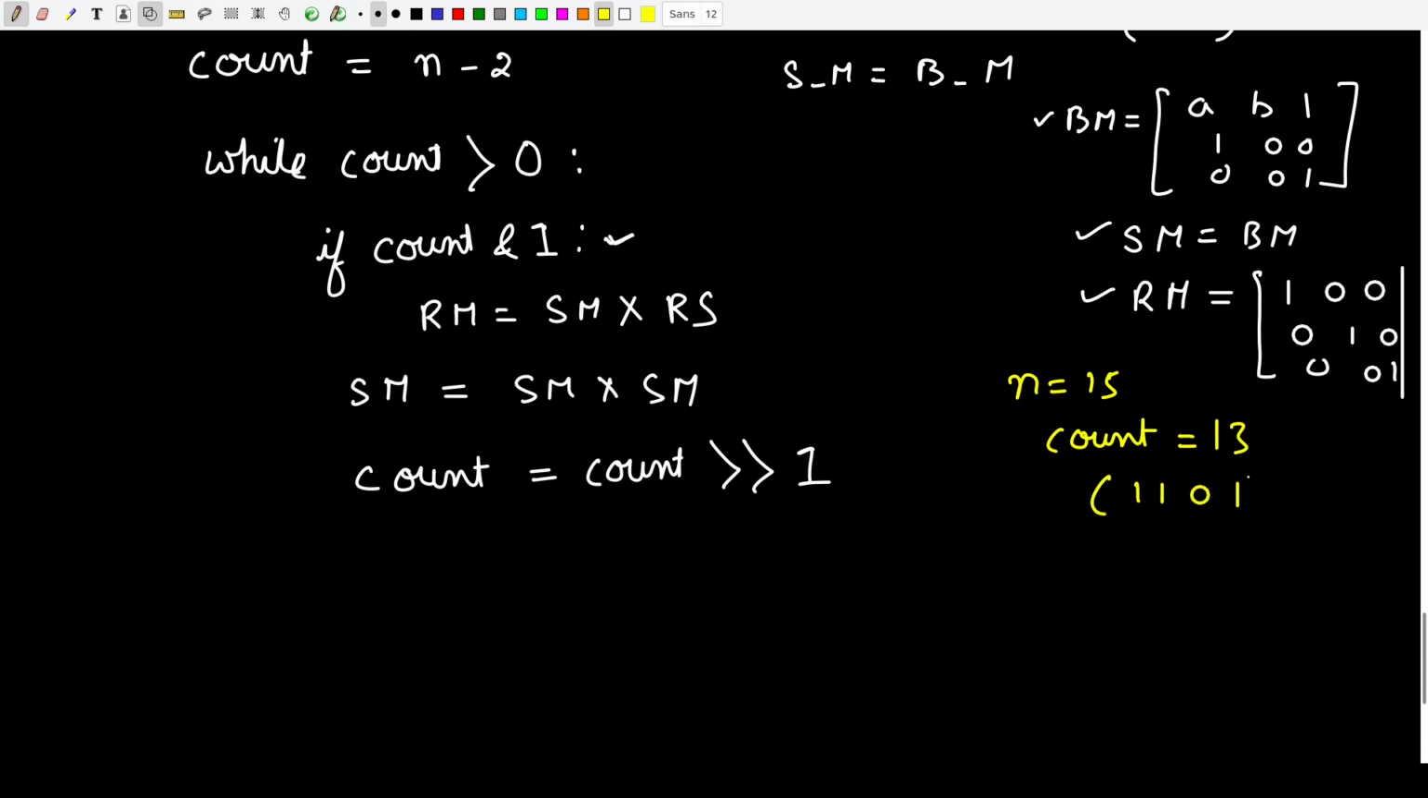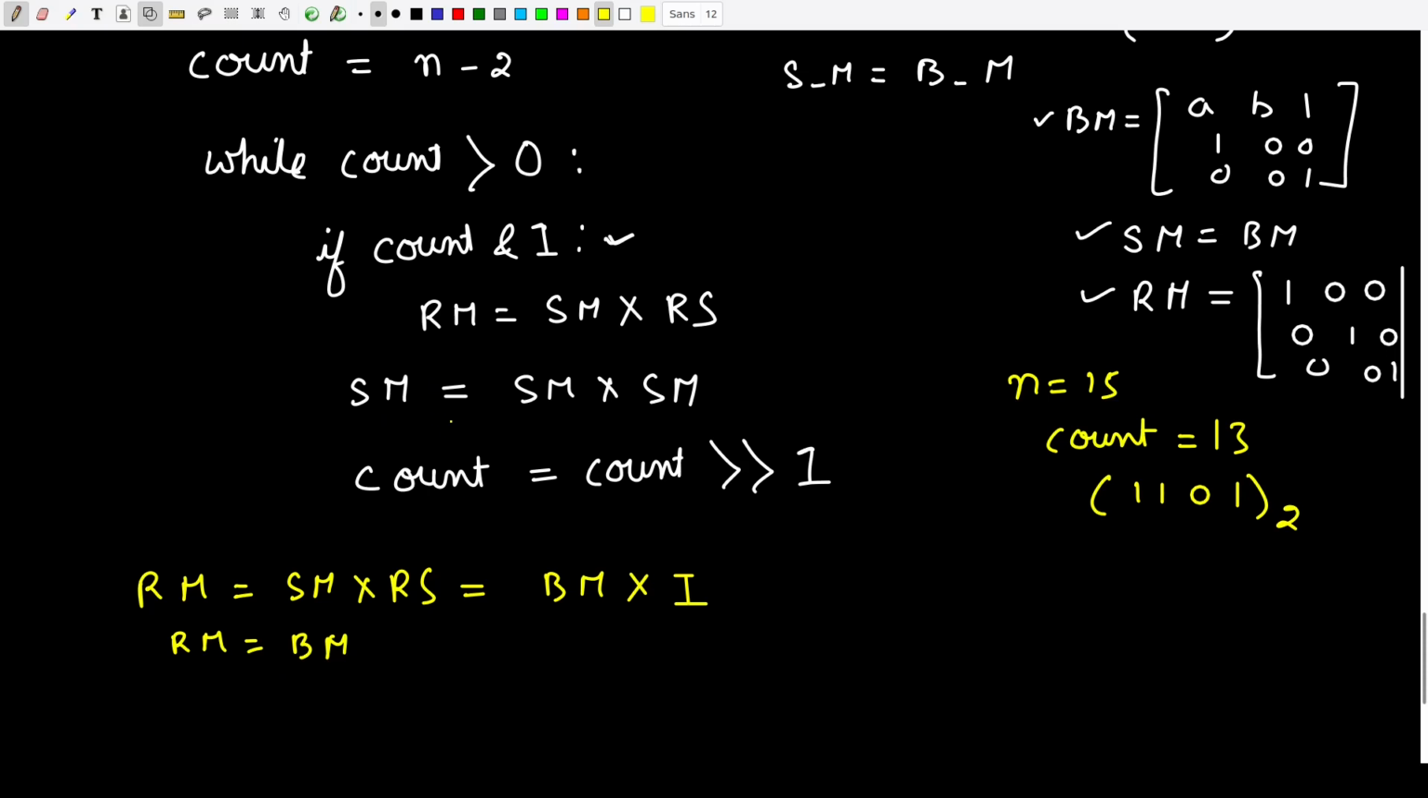So this is the binary representation of 13. Now what we are checking is whether the least significant bit is set to 1. If the least significant bit is set to 1, then we are going to say that our result matrix is equal to Sm into result matrix. Our Sm is equal to Bm for now, and Bm into Rs is our identity matrix. So for this particular case, our result matrix will be equal to our base matrix.